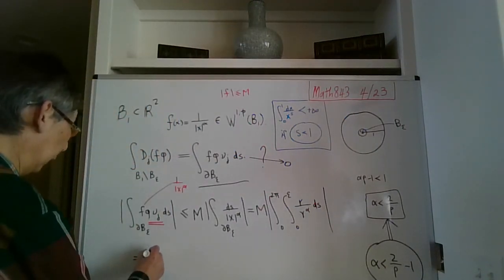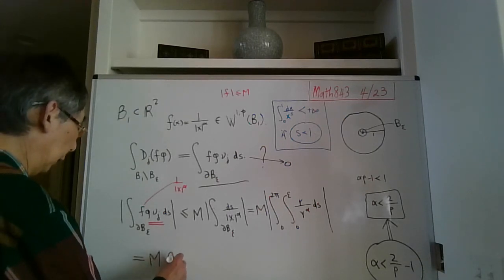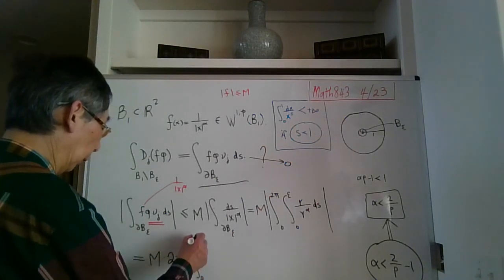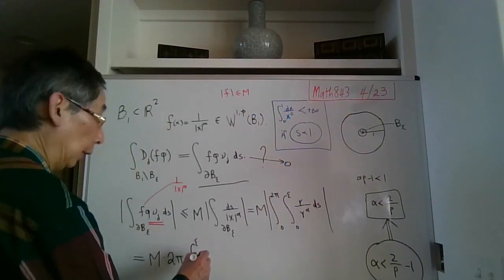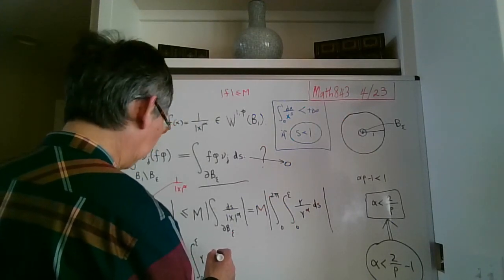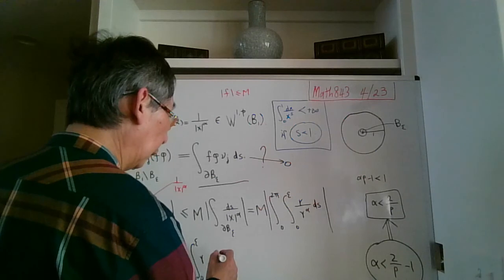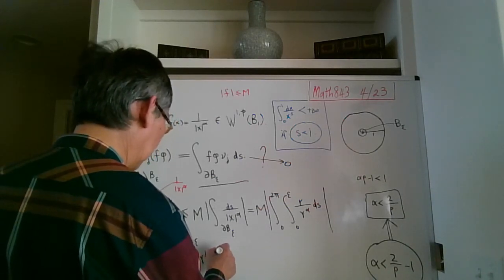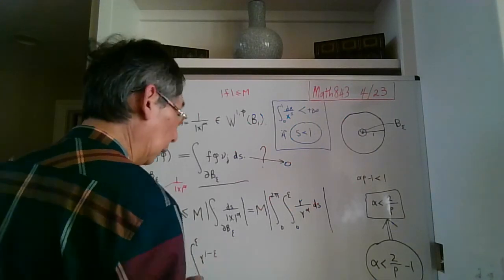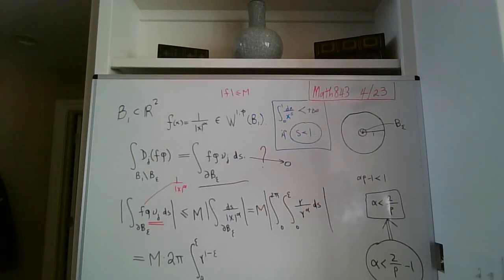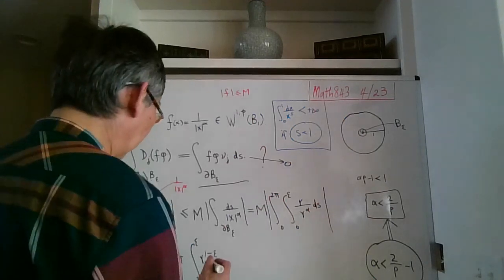This is equal to m, then times 2 pi as usual. And then you have the integration from 0 to epsilon, then r, and 1 minus epsilon. It's 1 minus epsilon. And so we see whether this is finite, whether this goes to 0 actually.